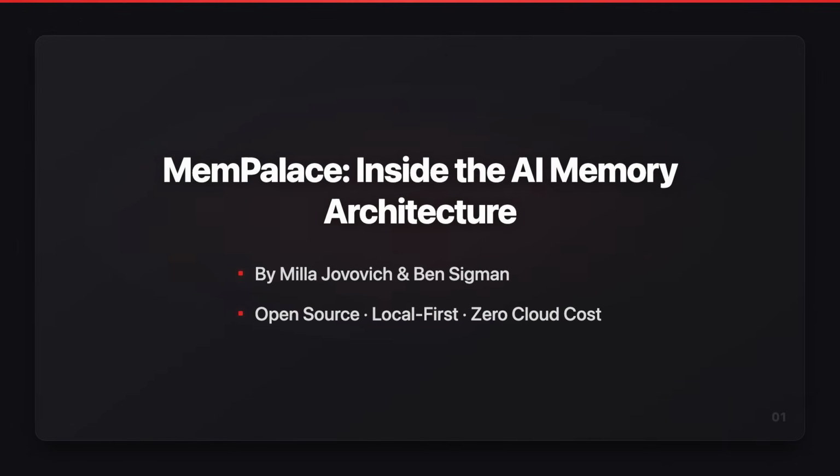MemPalace, a new open-source AI memory system built by Milla Jovovich and Sigman that just dropped, claims to wildly outperform standard retrieval-augmented generation. Now, we haven't independently validated their raw benchmark numbers yet, but if you look closely at their open-source code, they are using 4 brilliant architectural patterns that solve the core flaws of traditional vector databases.